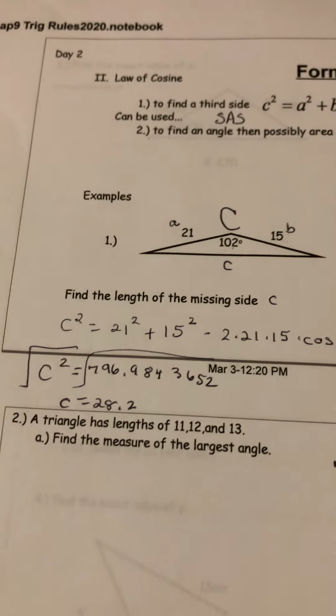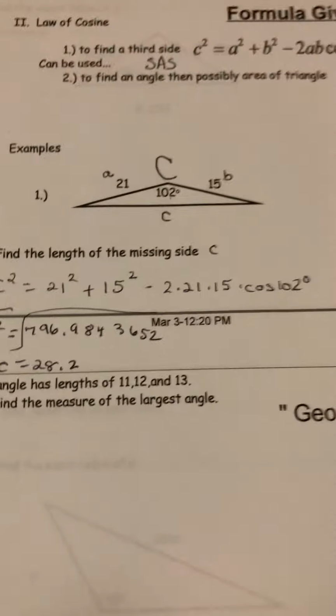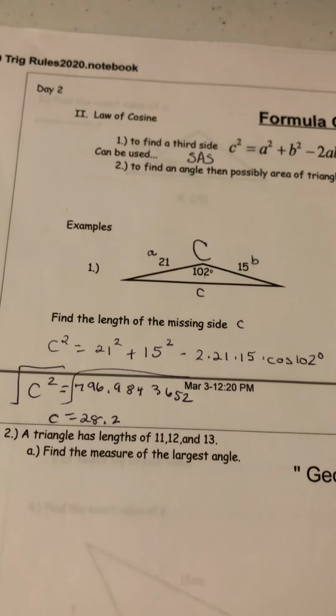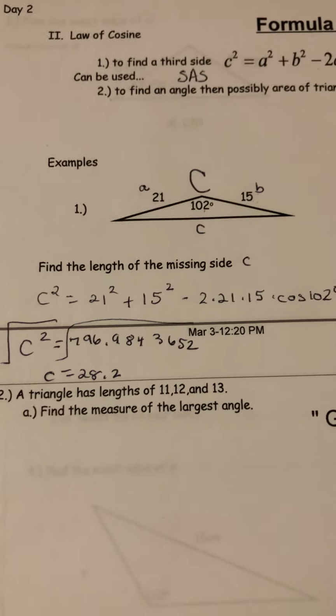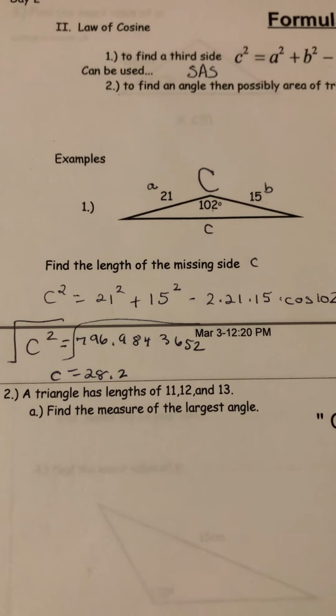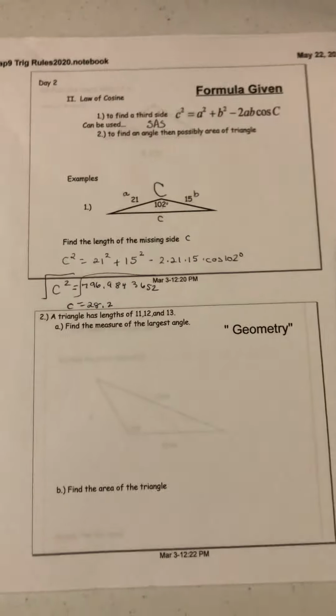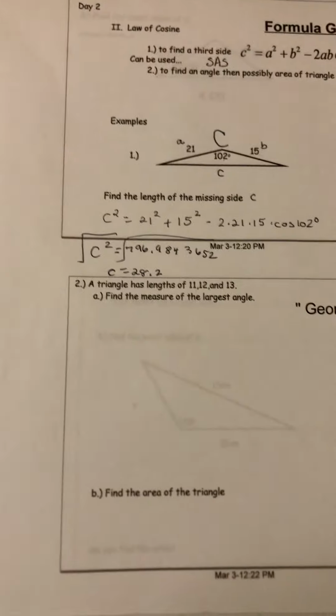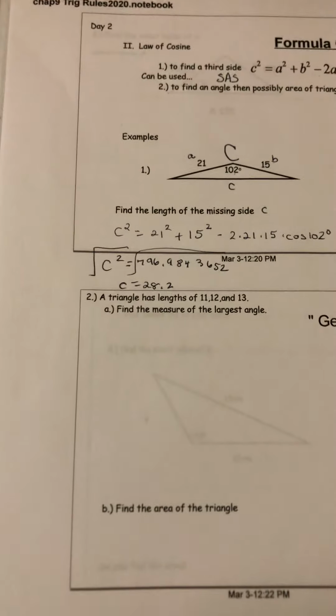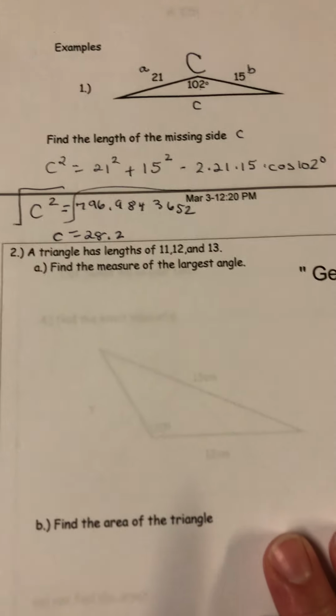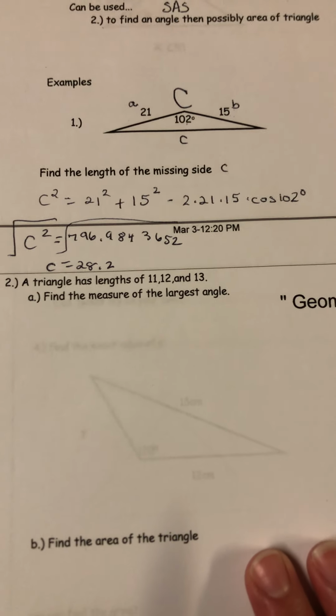That's a pretty straightforward law of cosines scenario, where instead of finding the area of the triangle, they're asking you to find the missing third side, side angle side. Now let's take a look at the more complicated question that they could very well ask us. And here's a two-parter, example number 2. We have a triangle with side lengths 11, 12, 13. First they want me to find the measure of the largest angle.